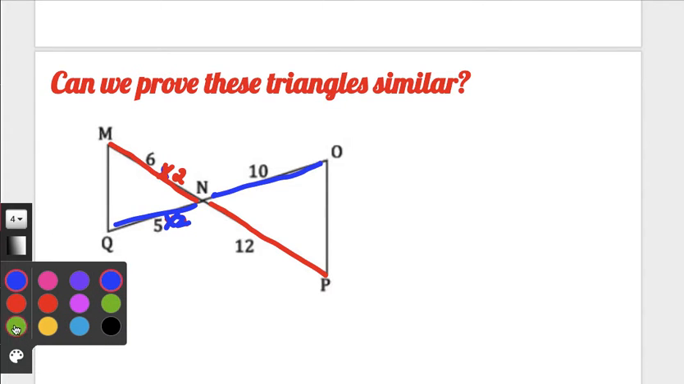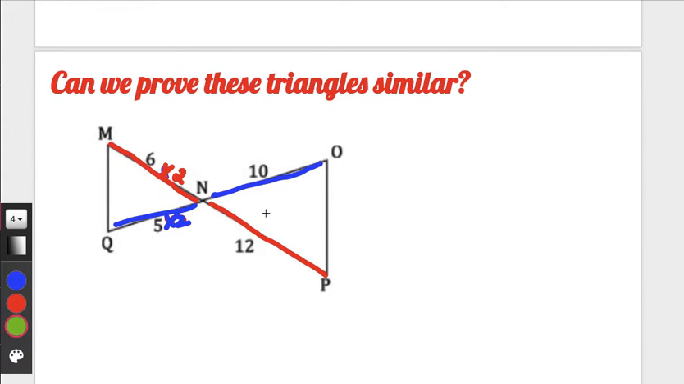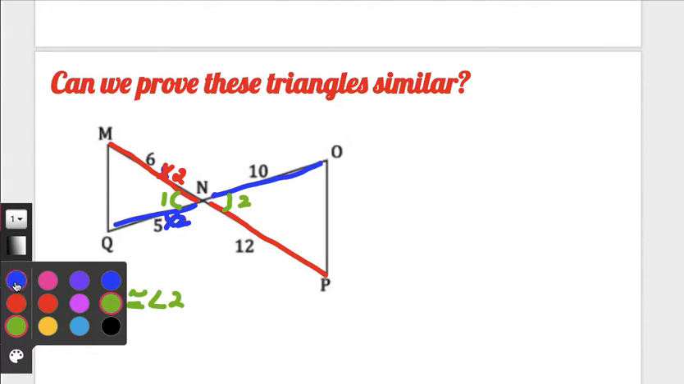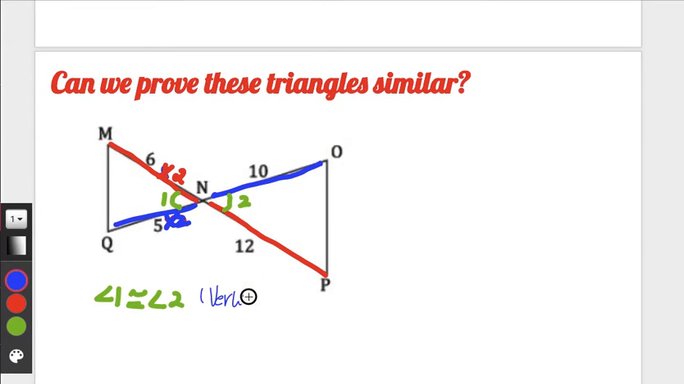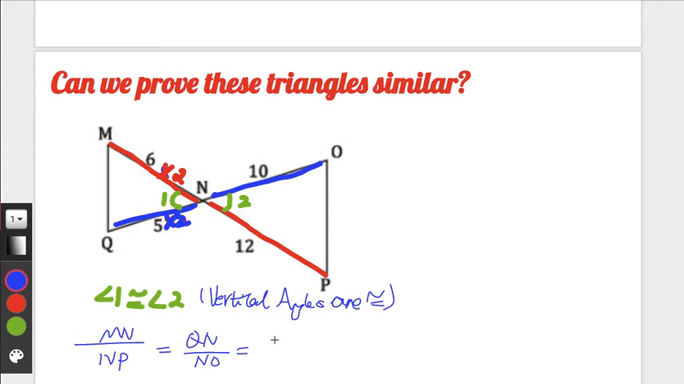If you pay special attention, there are two intersecting lines in the middle. What does that mean? Yes, some students probably already recall that word. It's called vertical angles. Let's label them as angle 1 and angle 2. Angle 1 is congruent to angle 2 because vertical angles are congruent. And also, we already showed that MP to QN and NO have the same ratio, all following 1 to 2.